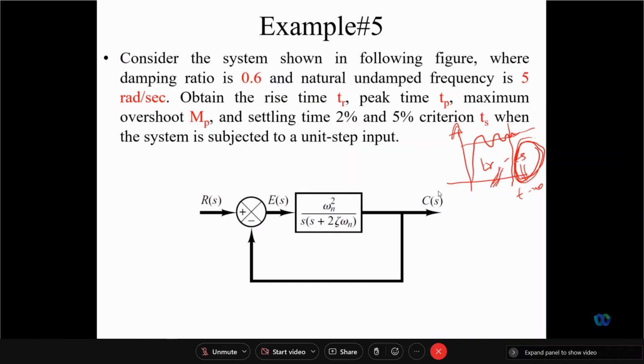Okay, right. So consider the system shown in the figure where the damping ratio is 0.6 and the natural undamped frequency is 5 radians per second. Obtain the rise time, peak time, maximum overshoot, settling time. Okay, when the system is subjected to unit step input, you can do it, right?